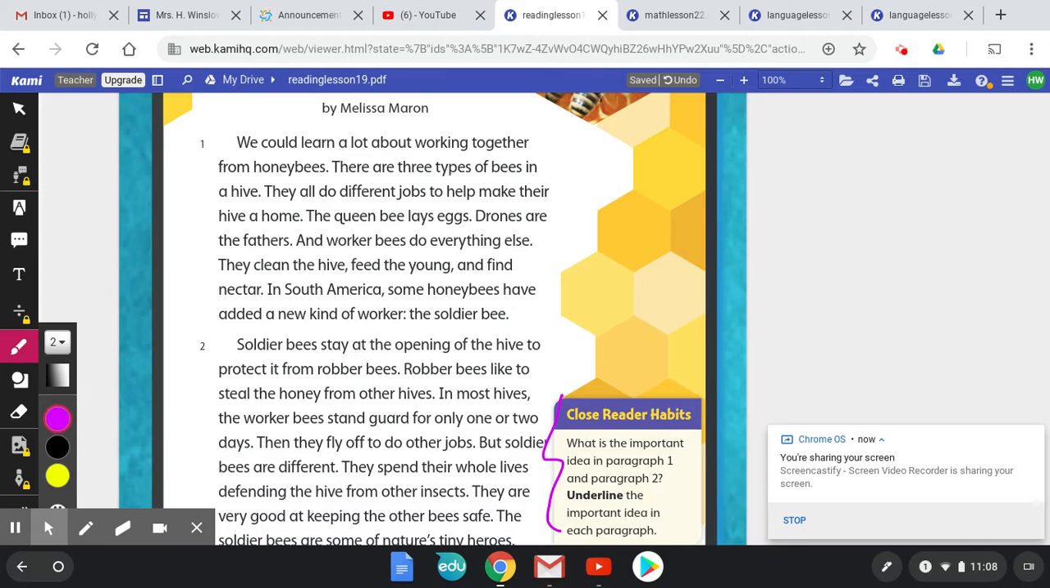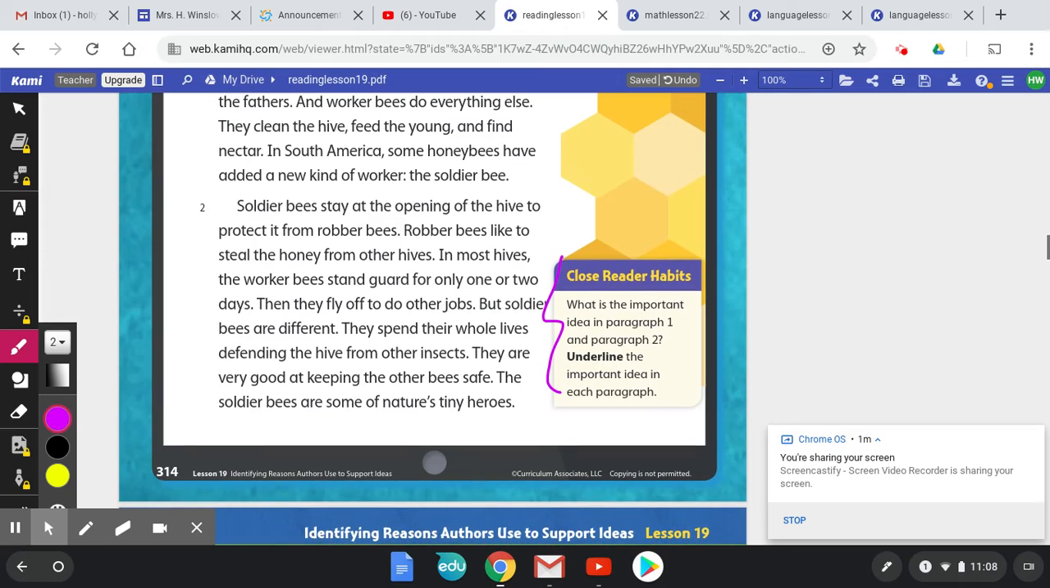But the biggest idea in paragraph 1 is that they all do different jobs to help make their hive a home. We learned that about the bees. They all do different jobs to make their hive a home, kind of like our families. And number 2, or paragraph 2, the biggest idea here is but soldier bees are different. It's talking about how they are the different bees.